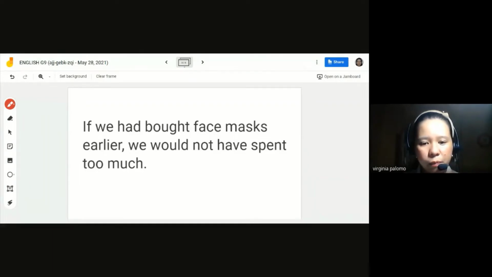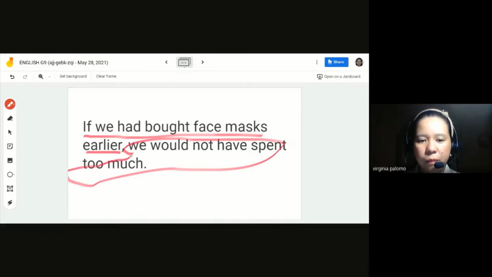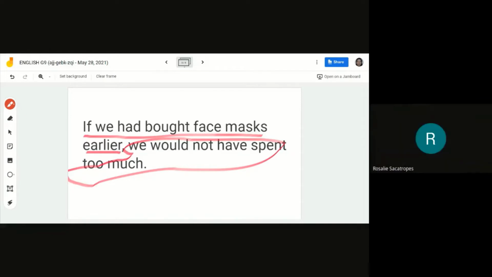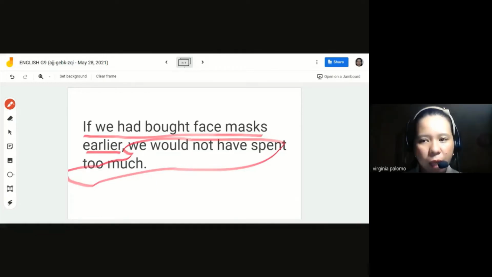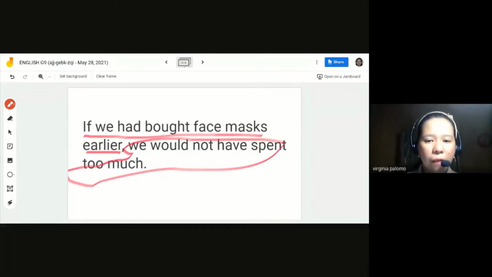Okay, Rosalie? If we had bought face masks earlier, we would not have spent too much. The if clause is if we had bought face masks earlier. And the main clause is we would not have spent too much. All right, how about the verb tense? The verb tense is had bought, which is past perfect. And then how about in the main clause? Would not have spent.